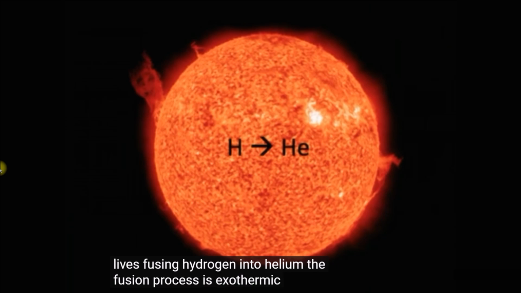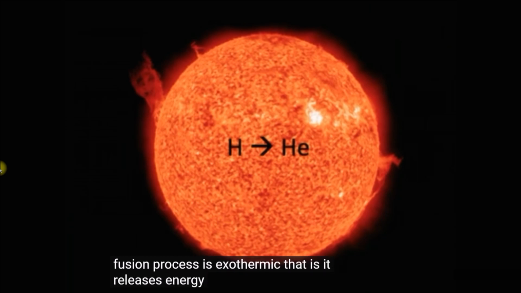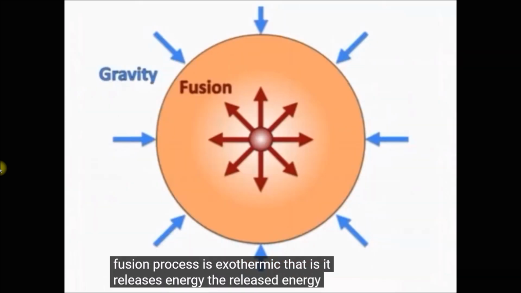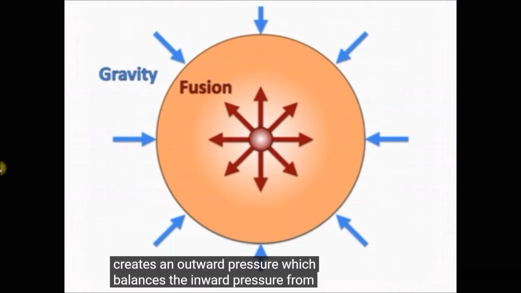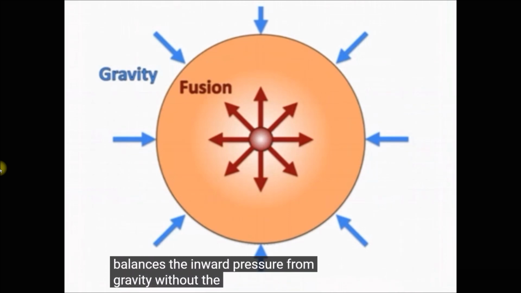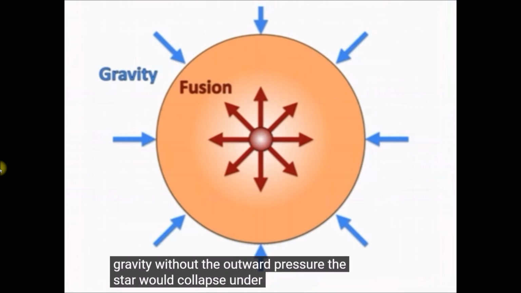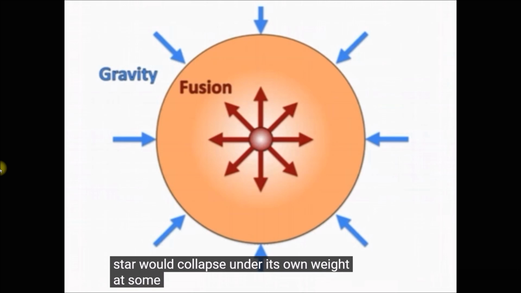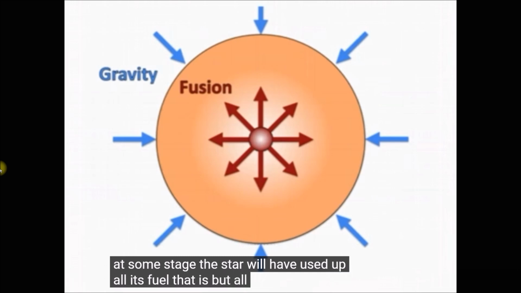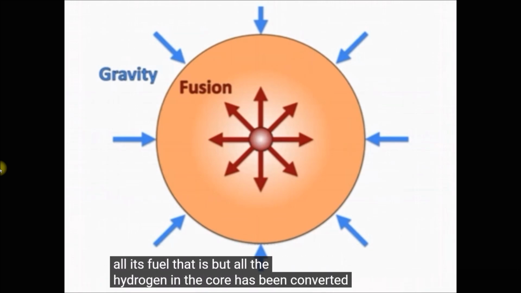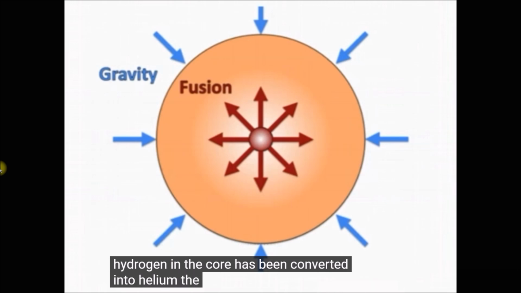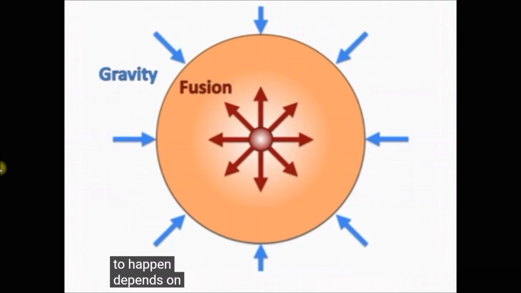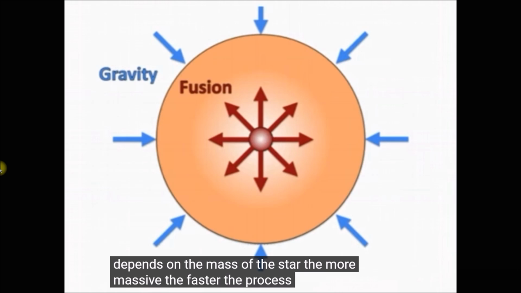All stars, light or heavy, spend most of their lives fusing hydrogen into helium. The fusion process is exothermic, that is, it releases energy. The released energy creates an outward pressure, which balances the inward pressure from gravity. Without the outward pressure, the star would collapse under its own weight. At some stage, the star will have used up all its fuel, that is, when all the hydrogen in the core has been converted into helium. The time it takes for this to happen depends on the mass of the star. The more massive, the faster the process.